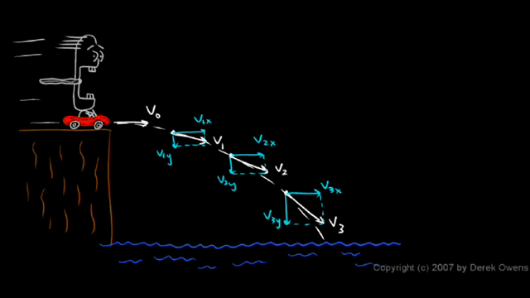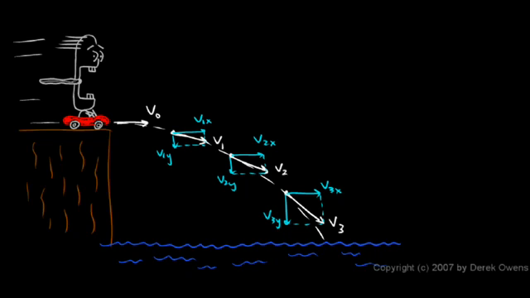Gravity pulls him down, but gravity does not pull him forward or back. Gravity exerts no force to the left or to the right. So there's no acceleration in the horizontal direction. So the horizontal velocity doesn't change. The vertical velocity, though, is changing.